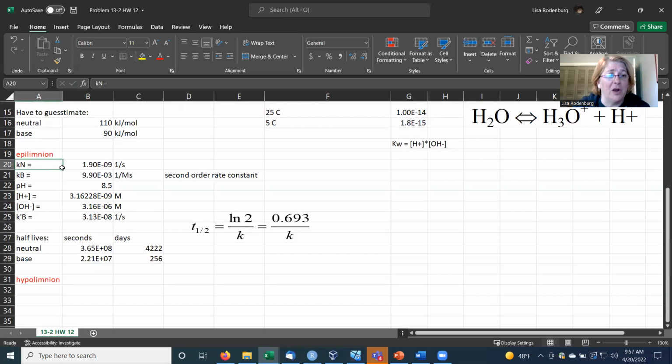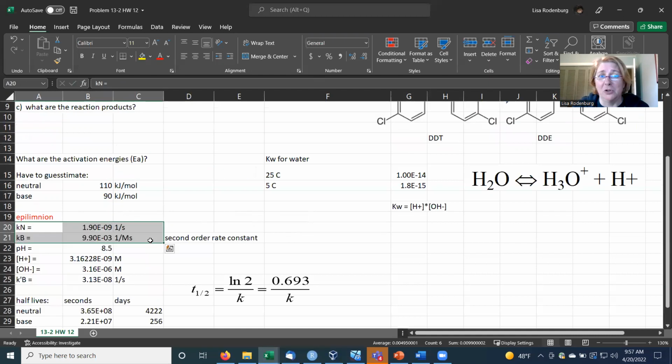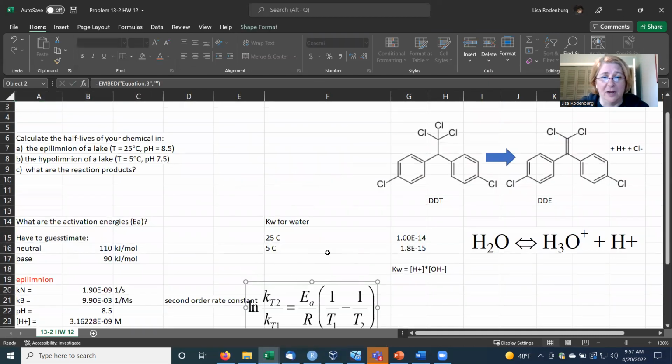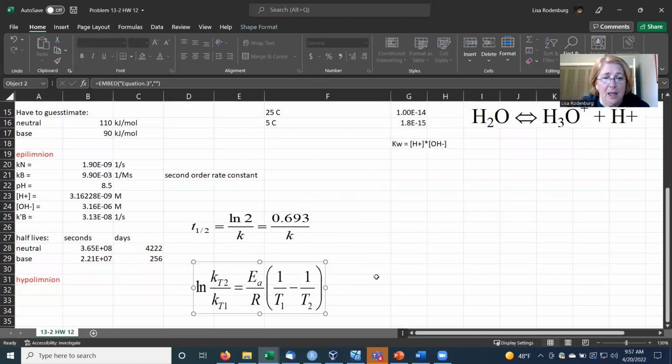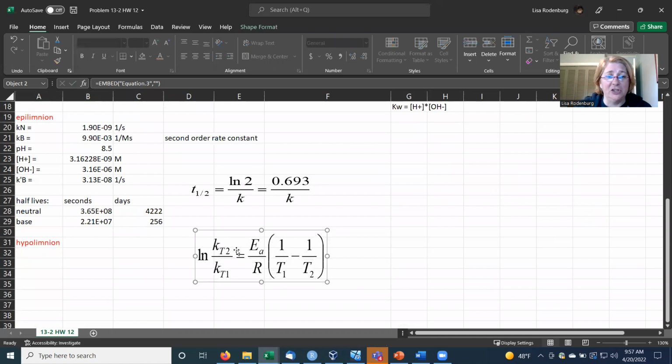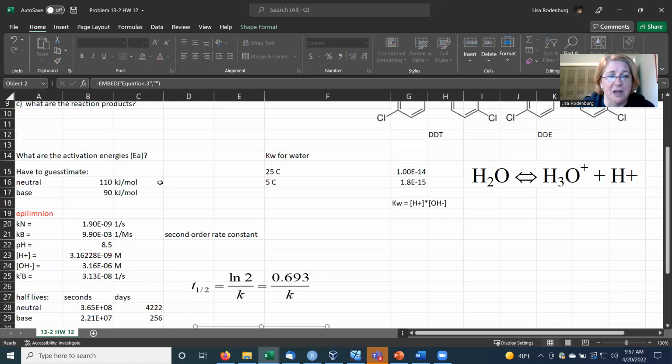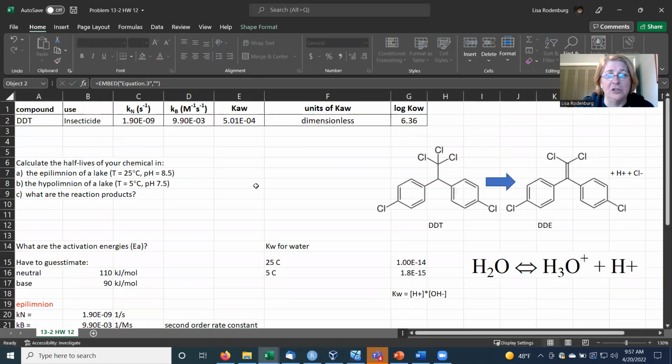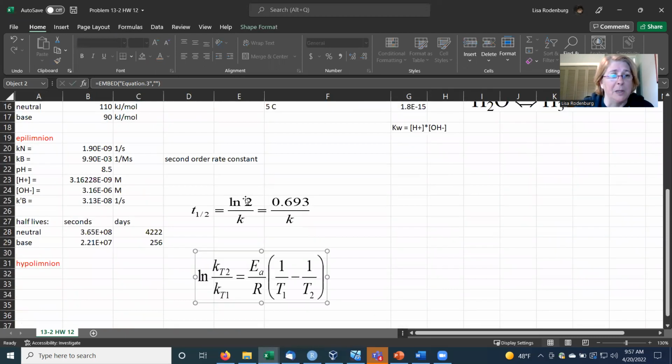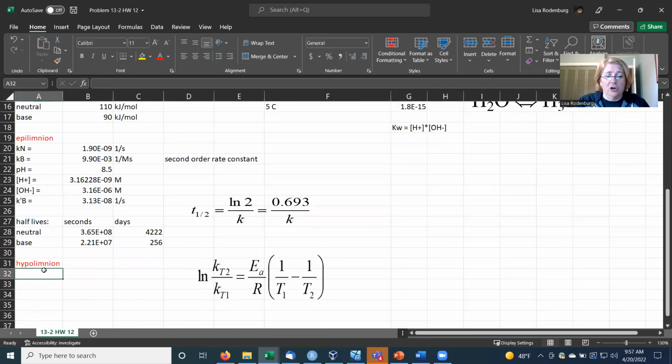All right, so here's my Kn and my Kb, but now I have to adjust them for temperature, which means I need this equation right here. And I also need to know what my activation energies are. What are the activation energies of these two processes? Well, I actually could look this up. I think there are some literature values out there, but I'm lazy. So for purposes of this homework, I'm just going to guesstimate a value, and this is probably what you're going to do. You're going to have to guesstimate.